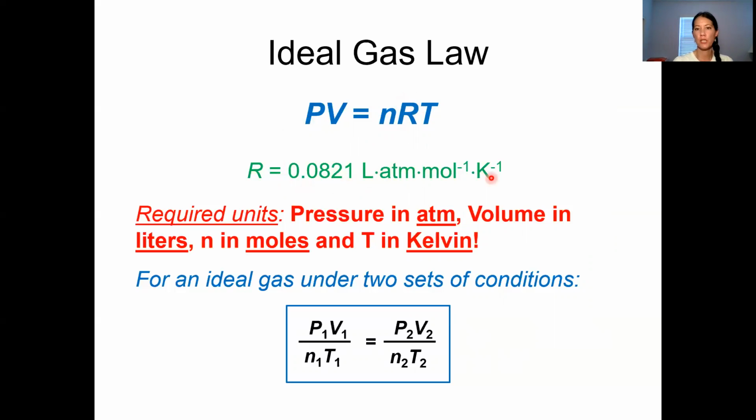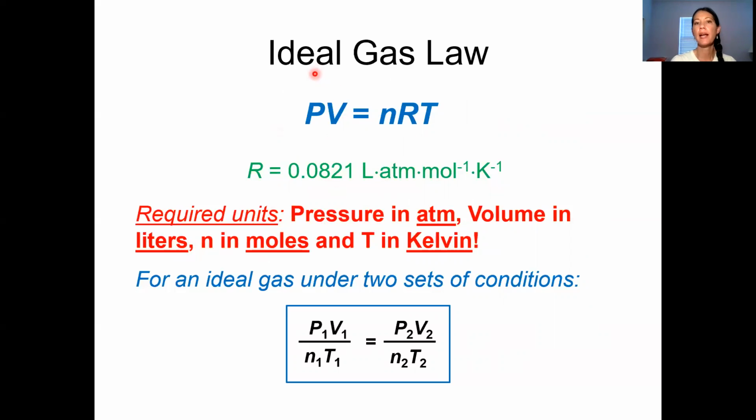These units are important. We're going to be using the ideal gas law, and the required units are pressure in atmosphere, volume in liters, n in moles, and temperature in Kelvin. If you don't use those units, this will be wrong, because that's how the ideal gas laws work, and R itself is in those units. So those units will need to cancel.